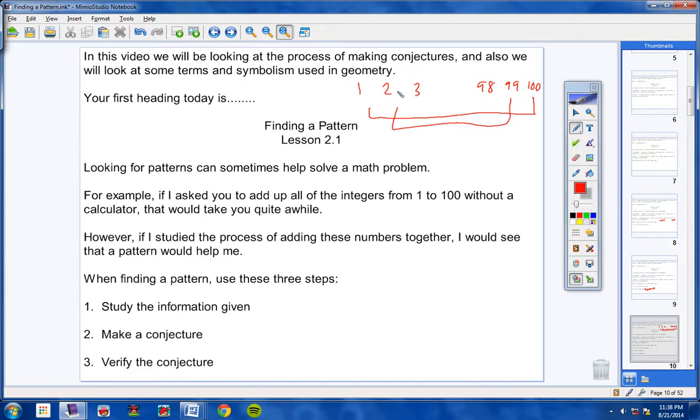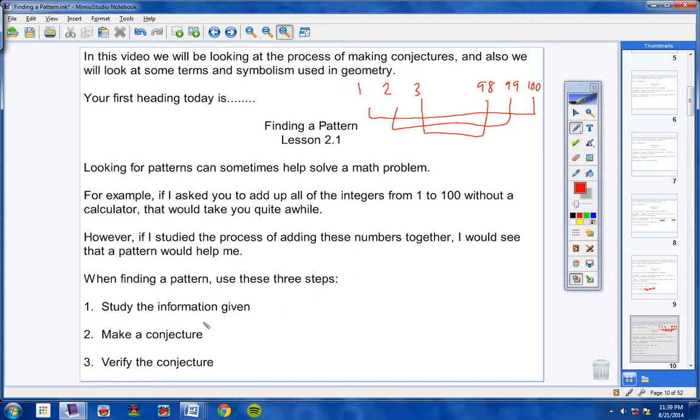And then if I go up 1 from 2 to 3, but I go down 1 from 99 to 98, it's obvious that 3 plus 98 is going to equal the same thing. So I really did verify the conjecture just pretty much by common sense. So I studied my information, and then I made a conjecture, and then I verified it, okay? And then I was able to find a pattern by using these 3 steps, okay?